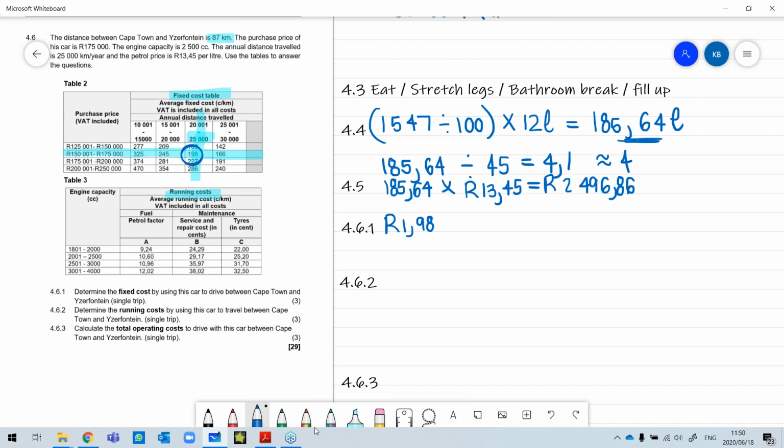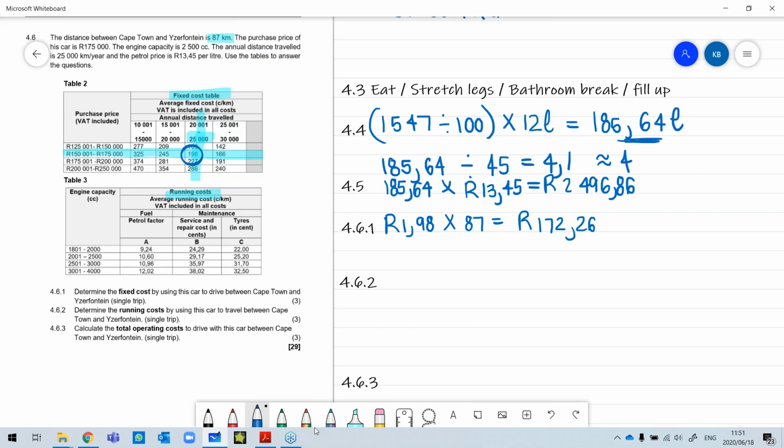Now, this is the cost per kilometer traveled. So if he travels 87 kilometers, you type that into your calculator, it's going to give you an answer of 172 Rand and 26 cents.